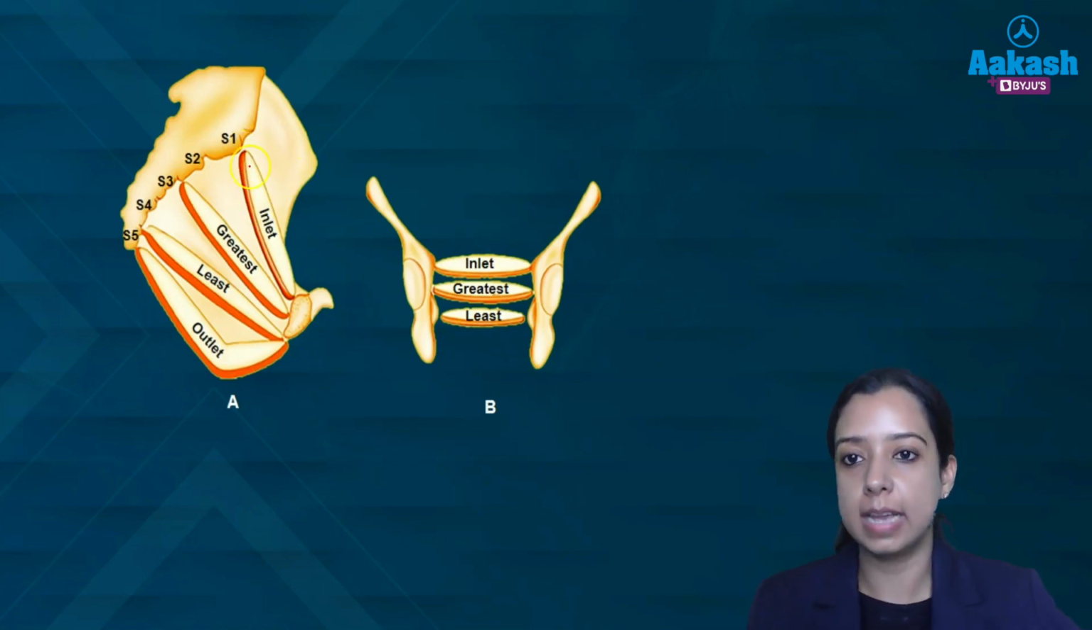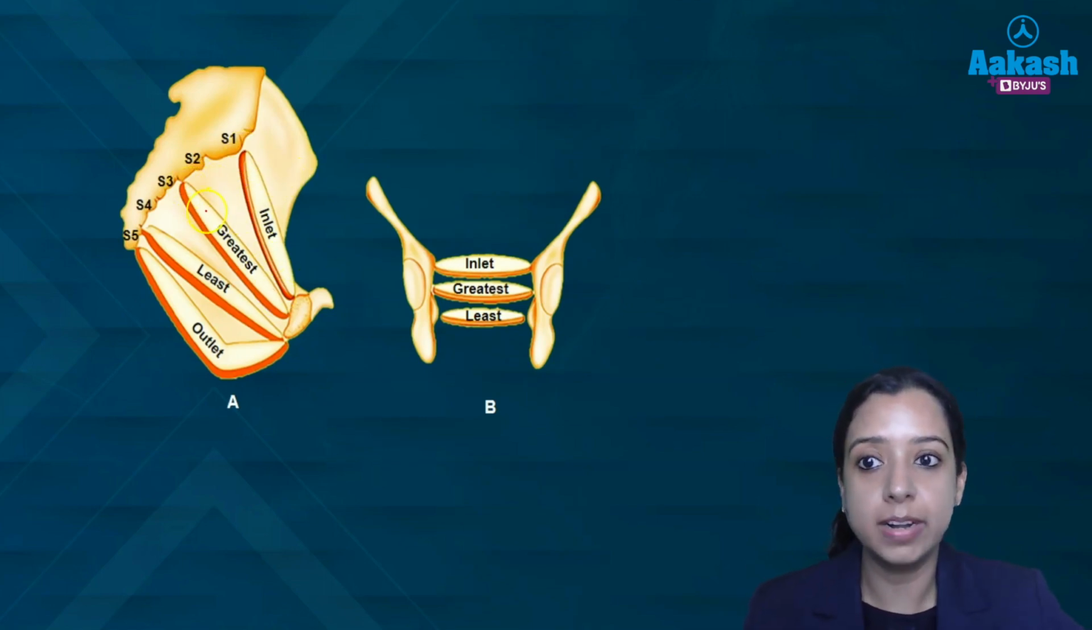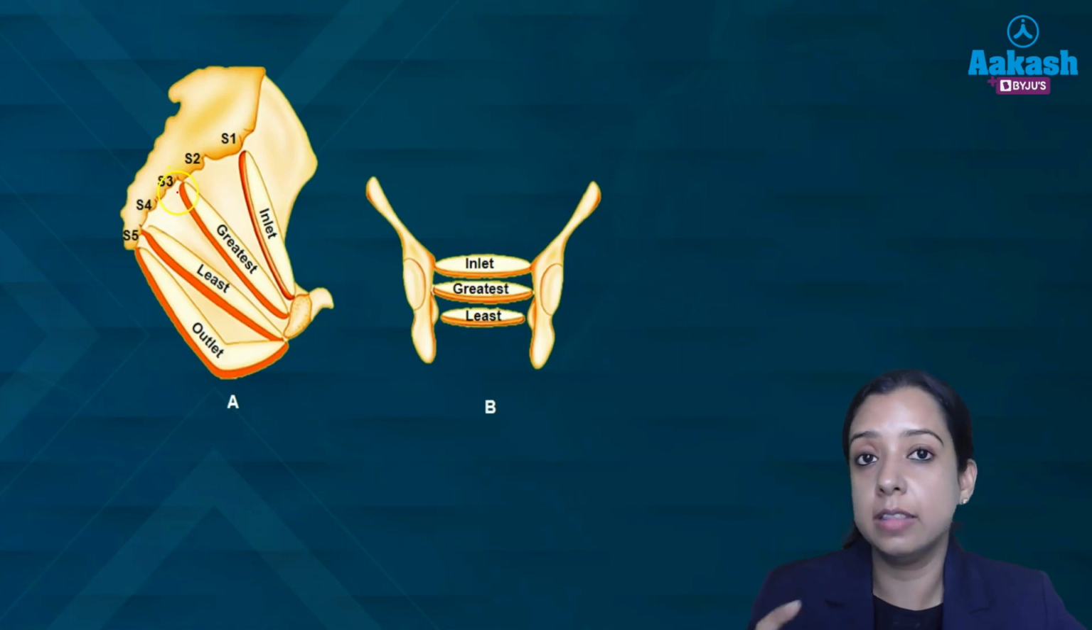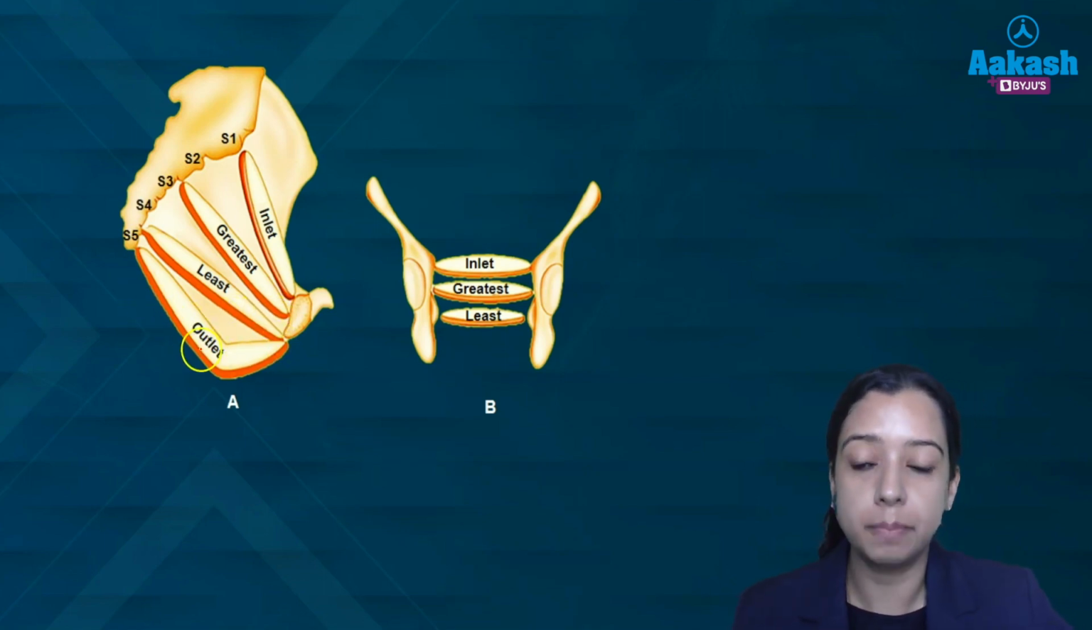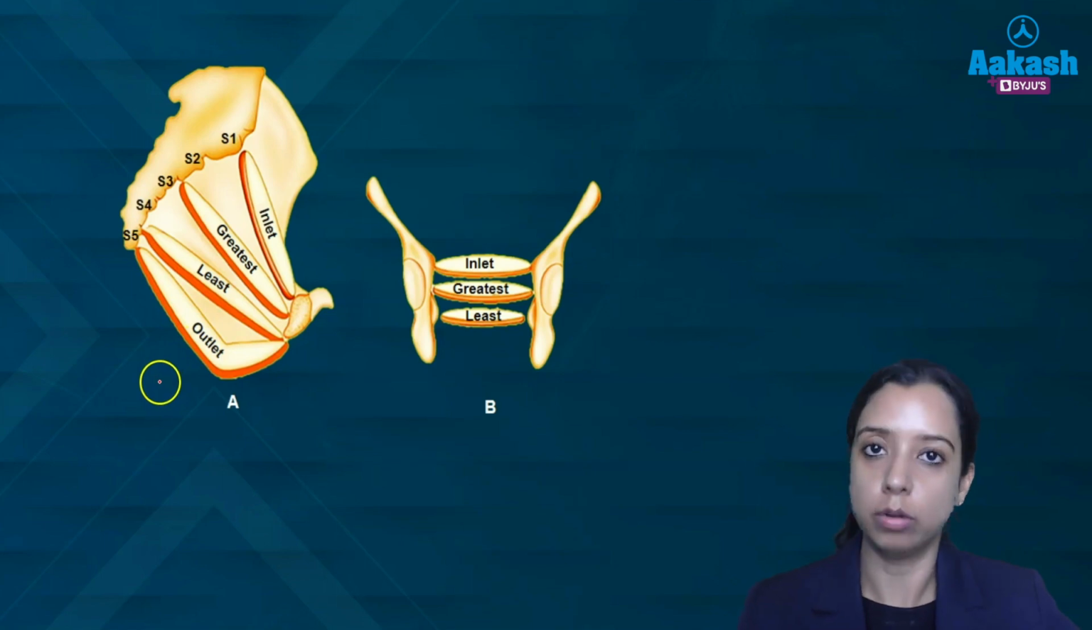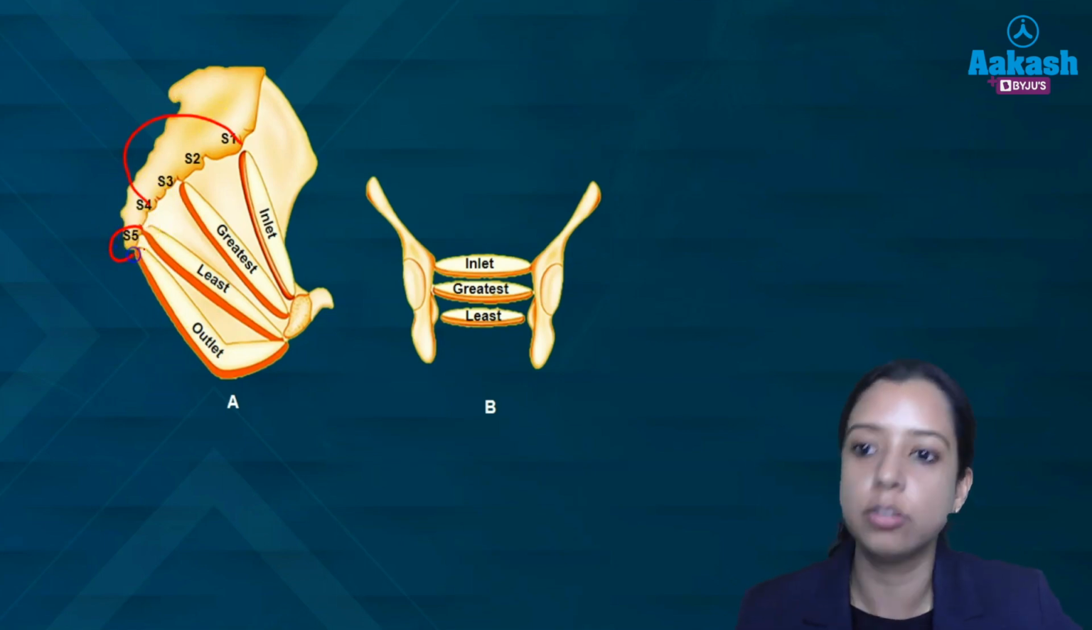So, we have 4 planes. Inlet, then the plane of greatest pelvic dimension from S2, S3, which is lying within the cavity. The plane of least pelvic dimension, which is forming the floor of the cavity and roof of the outlet, and the anatomical outlet, which is forming the floor of the outlet. This segment is your pelvic cavity and this segment is your outlet.